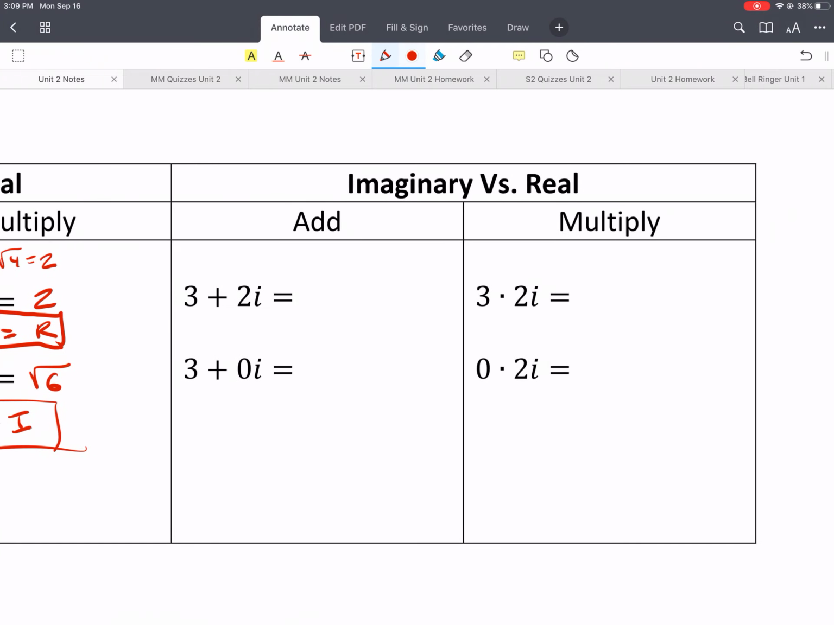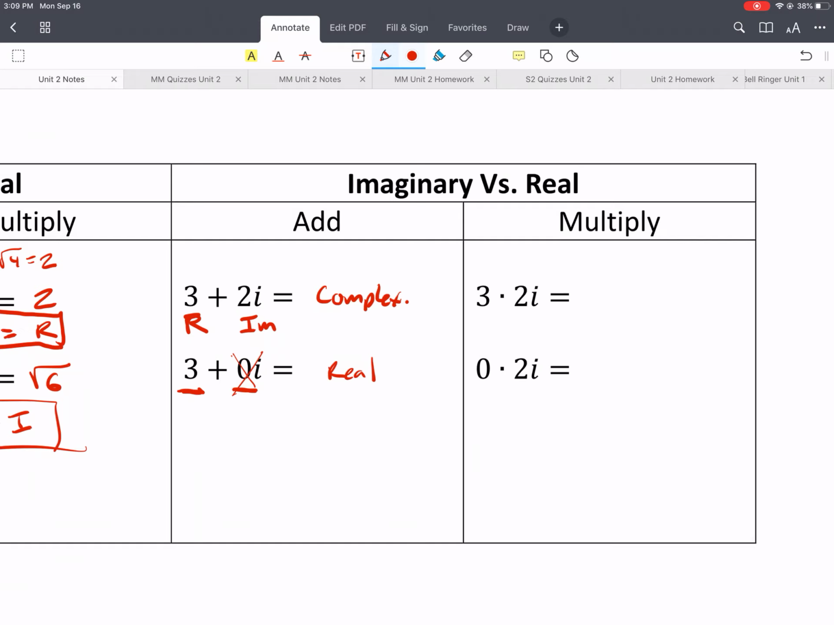Okay, and then imaginary versus real. So here this would be real. This would be imaginary. Okay, and that ends up giving us, it's not going to be real or imaginary, it's going to be complex. Okay. 3 plus 0i. Well, this is also complex, but since our imaginary is 0, it would be real, purely real. Okay?